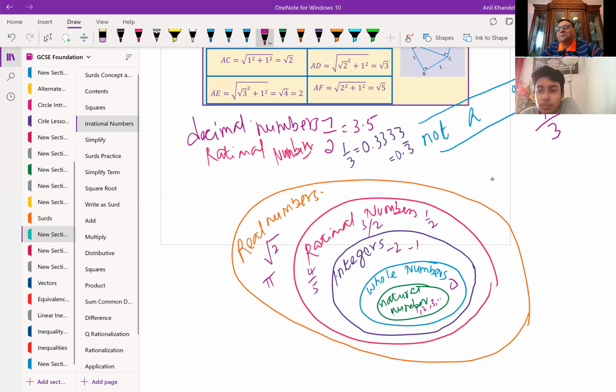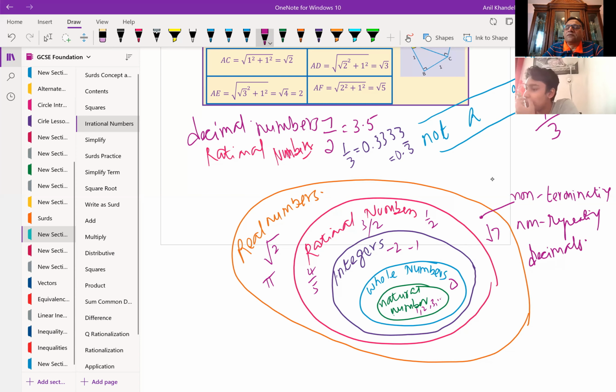What is the area of a circle? Pi r squared. 3.14. So if you press pi, it is not a terminating or a repeating decimal, correct? So these are non-terminating, non-repeating decimals. Does it make sense? So like square root of 7. Is that clear to you? They are also included in this.